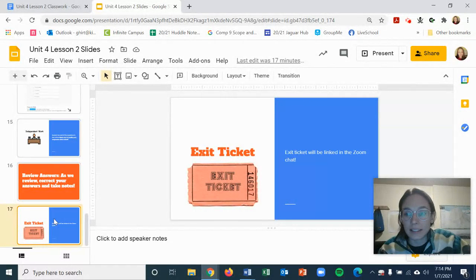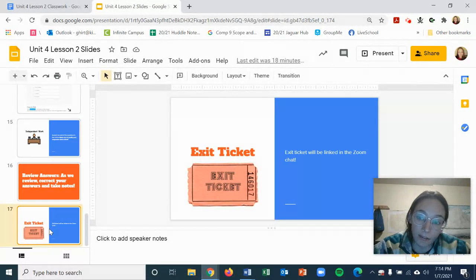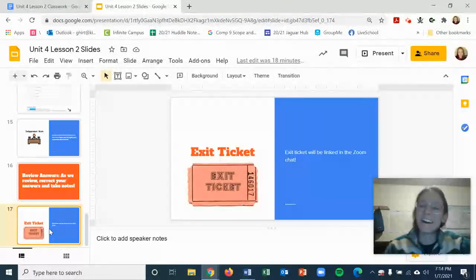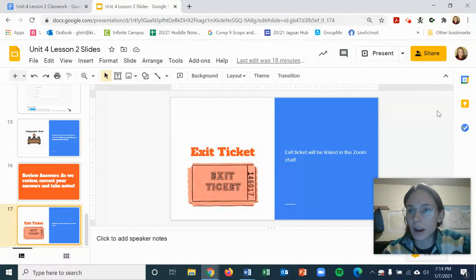So if you do not feel confident doing the exit ticket, that's fine. You can wait to do the exit ticket until after you see me in office hours on Monday. If you are feeling unconfident about your answers on the practice, wait to do the exit ticket, and we can go over stuff in office hours on Monday, and then you can do the exit ticket after we've had some FaceTime. I know asynchronous work is hard.